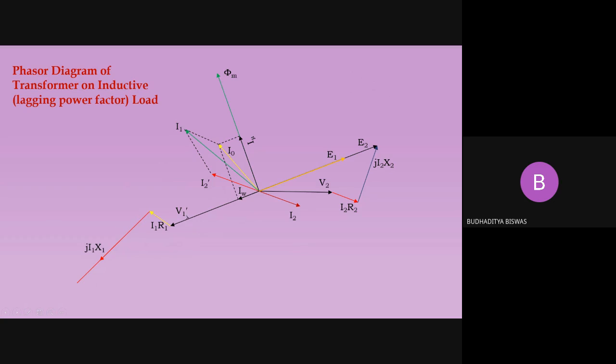If you take the summation of the resistance voltage drop, the reactance voltage drop, and the voltage across the winding, then we get the supply voltage V1. This is the primary supply voltage, and the phase angle between the supply voltage and the primary current I1 is phi 1. So this is the phasor diagram of the transformer on inductive load.